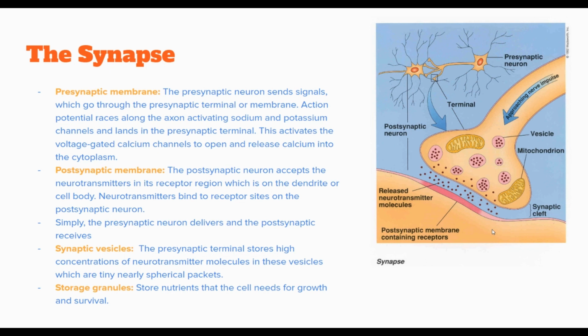Action potential races along the axon, activating sodium and potassium channels, and lands in the presynaptic terminal. This activates the voltage-gated calcium channels to open and release calcium into the cytoplasm.